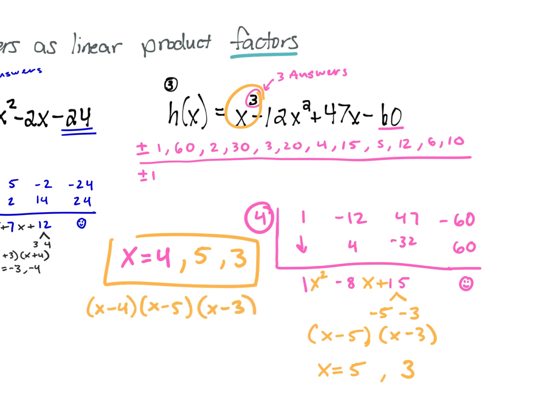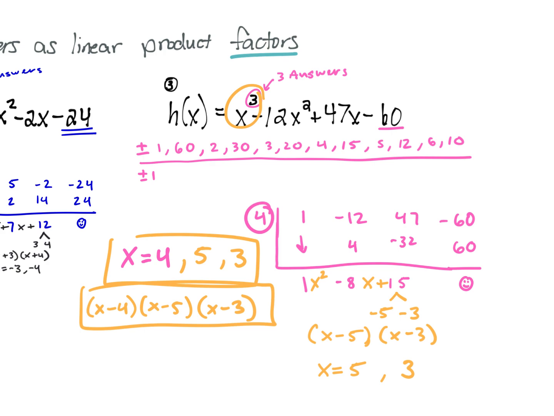This would be our factored form. Doesn't have to be in any order. Sometimes if you would have tried 5 first, 5 would work, and then when you factor, you'd get the other two solutions. So even the order that you find them in doesn't matter.